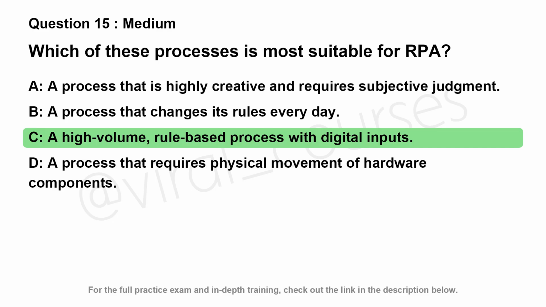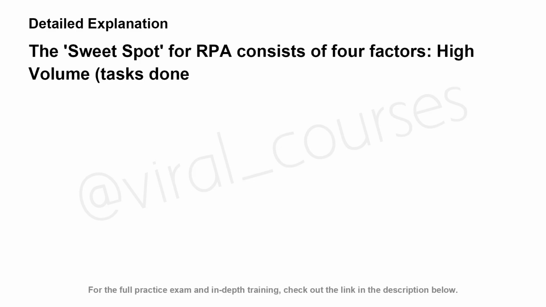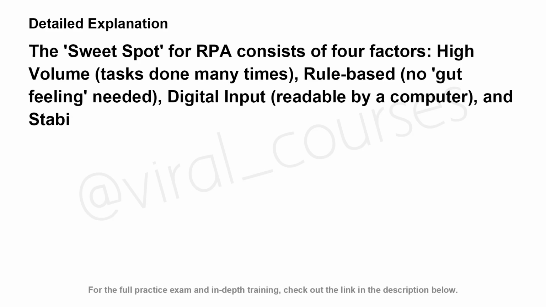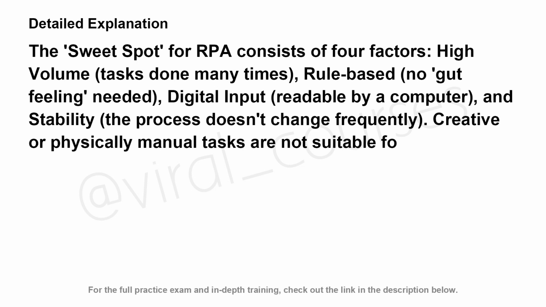The correct answer is C. The sweet spot for RPA consists of 4 factors. High volume, tasks done many times. Rule-based, no gut feeling needed. Digital input, readable by a computer. And stability, the process doesn't change frequently. Creative or physically manual tasks are not suitable for software-based RPA.